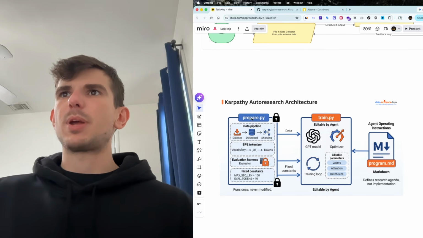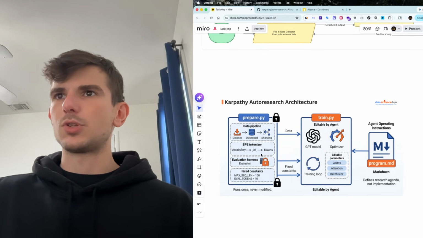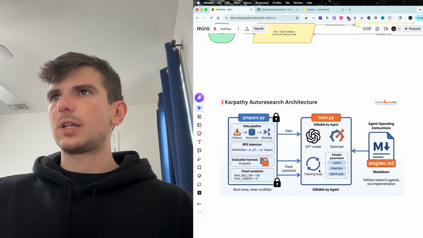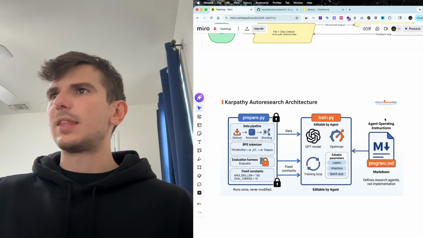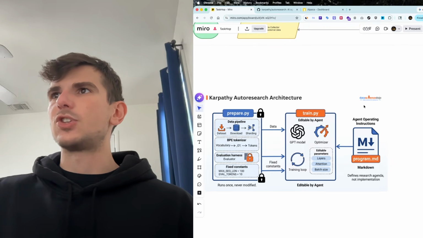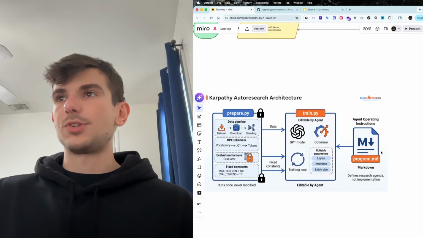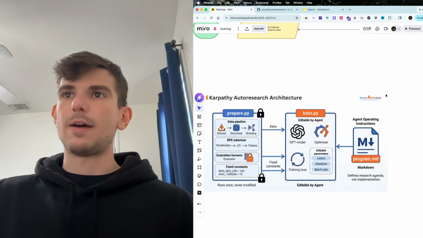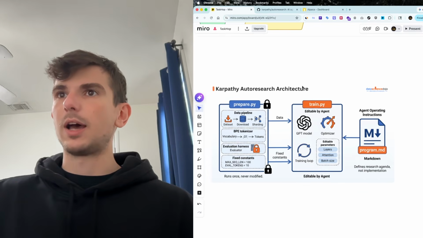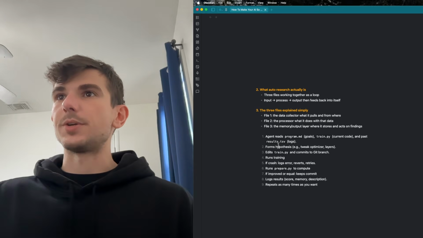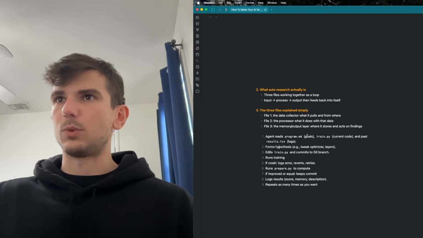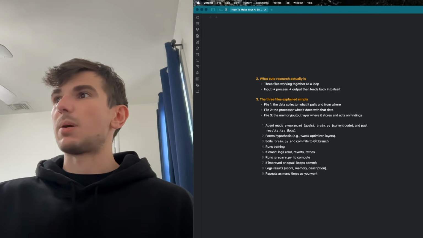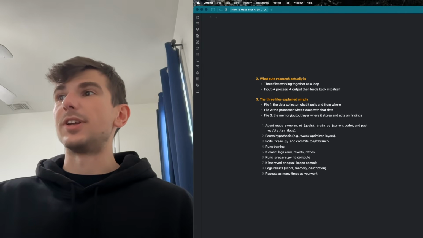The prepare.py runs once and you never modify it, and all the data goes into it. The train.py file is exactly what is editable by the agent. And the program.md is the agent's operating instructions, whether you prompt your agent to modify it after it has run a test or something like that. So the flow is that the agent reads the program.md, the high-level goals of what you're trying to get it to research. The train.py is the file that is edited and iterated on by the agent.